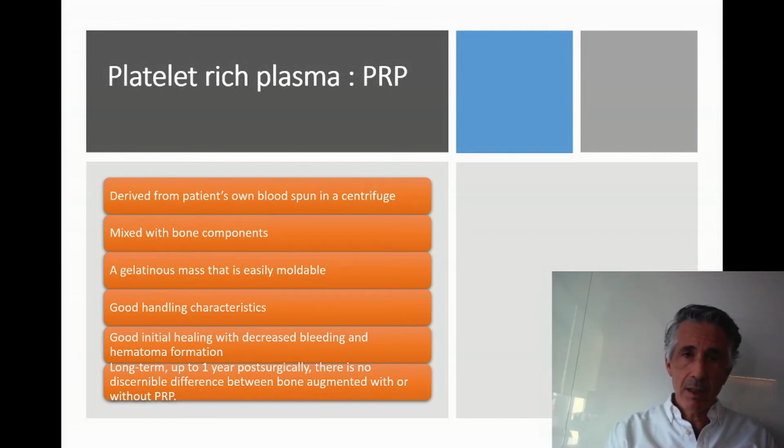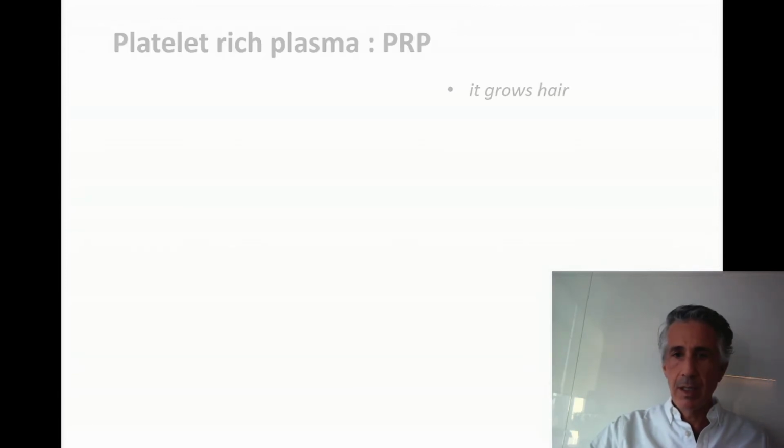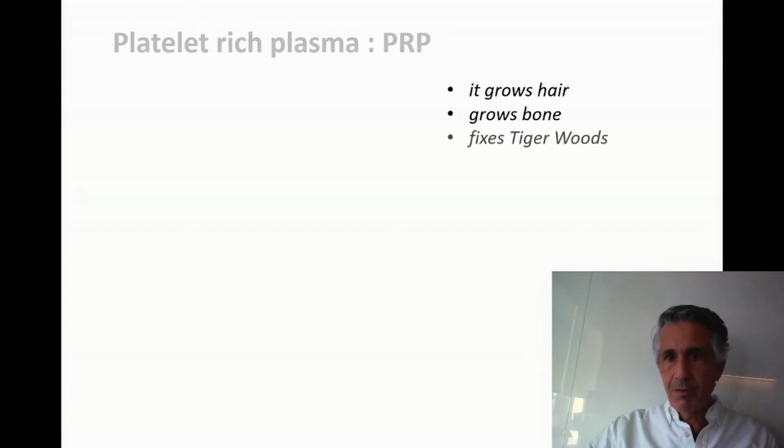Initially, it does seem like there's a little less bleeding and swelling, but long term, and no one can try to convince you otherwise, after a year, PRP, non-PRP, the bone is the same. So use it for its handling characteristics, but for someone to say, oh, this grafted site requires PRP because it'll be better long term, it's not. So there's a big push, and one of my colleagues is a huge promoter of PRP, and the two of us get into fights all the time. Luckily, I'm bigger. But the PRP tends to also have a huge press behind it.